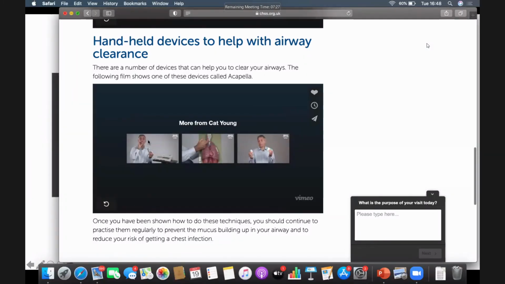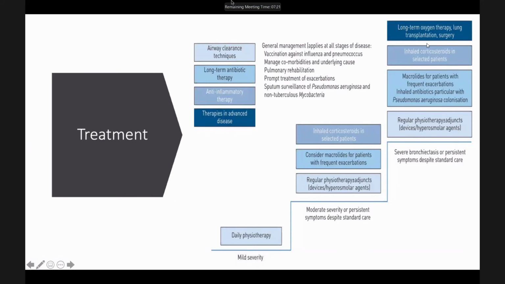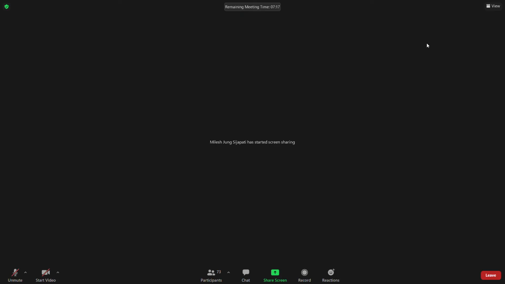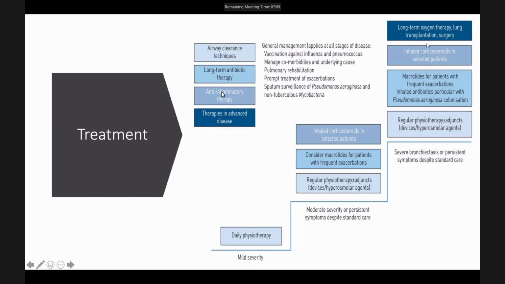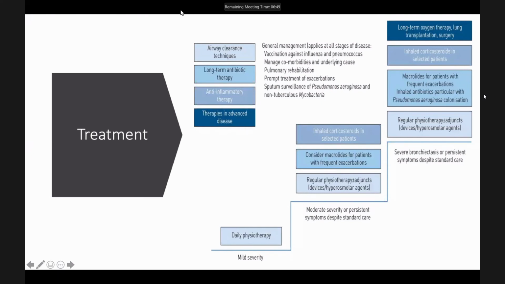So that's how you are going to do the hopping method. Okay. Now, the main thing that you are going to do is airway clearance techniques. This is how you are going to do the different techniques that you can advise to the patient. So for all stages, airway clearance should be there. And another thing that you have to apply is vaccination against influenza, and pneumococcal vaccine is advised to any patient, and manage other comorbidities and underlying cause.